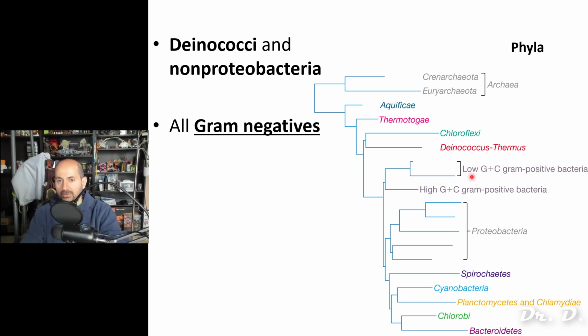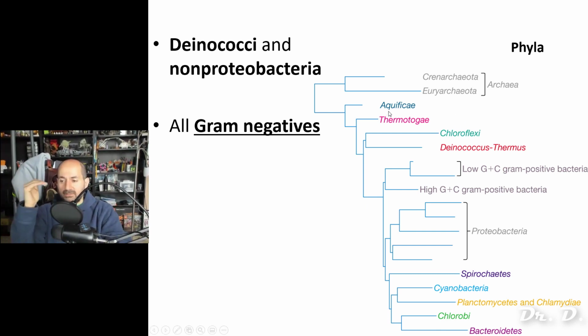Look at this: the low GC gram-positives and the high GC gram-positives. These are the only two phyla of gram-positives. The rest of these are gram-negatives, including the Proteobacteria. But we're not talking about the Proteobacteria yet. We're talking about the gram-negatives that are non-Proteobacteria. Okay? I know that's a mouthful, but try to make sense of that. So we're going to start talking about these.